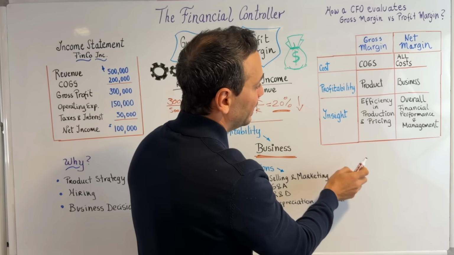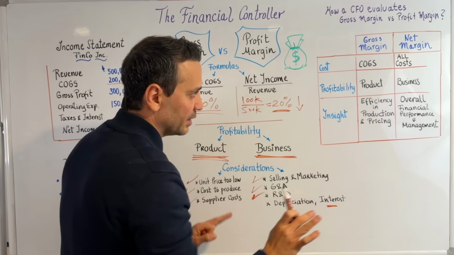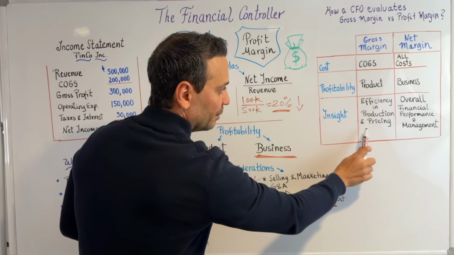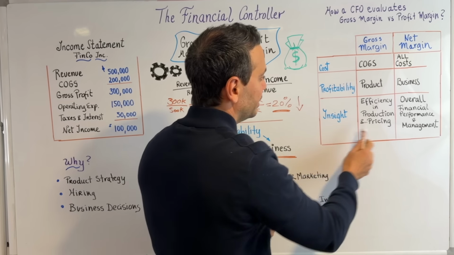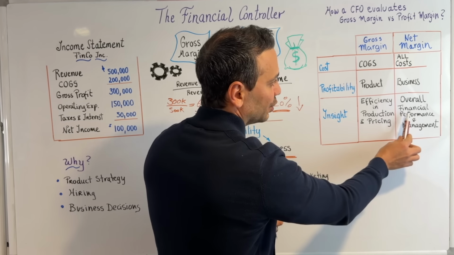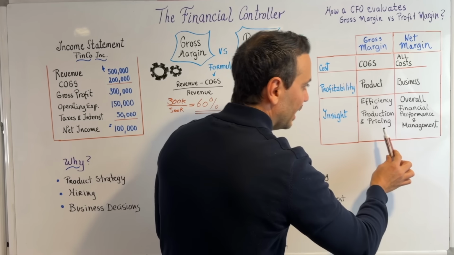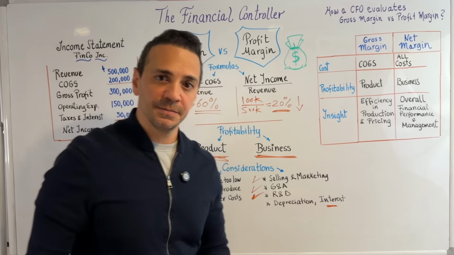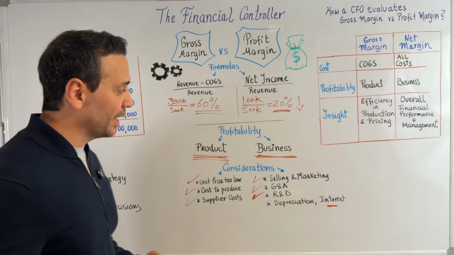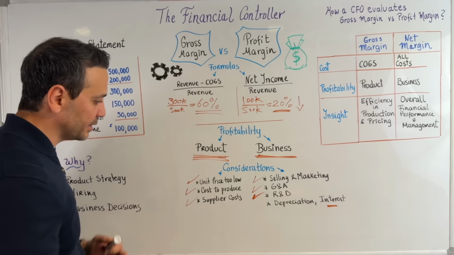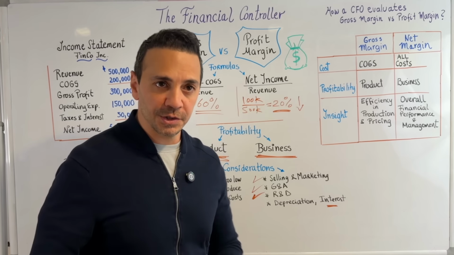The insight that we got from gross margin gave us insight into the efficiency of production and pricing. Are we pricing our products at the right price? Are we producing them at an efficient enough price so that we extract the most profit out of it? With net margin, the insight that we get is going to be related to the overall financial performance and management of the business. So understanding these metrics here is going to help you make better business decisions, analyze performance of the business, and think like a controller or CFO.